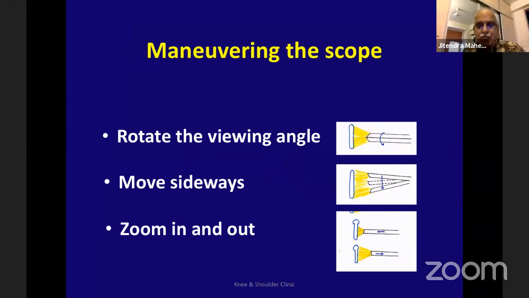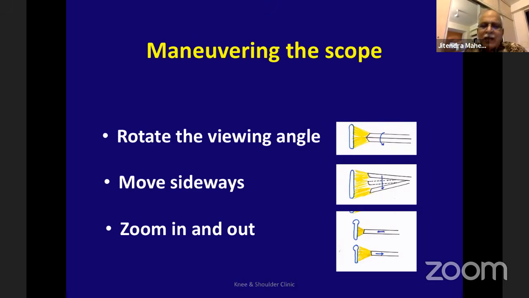Zoom in and zoom out. Sometimes you're too close to a lesion and you cannot make out what it is, particularly, for example, a loose body in the notch. You're too close and you don't know what this white thing is. As soon as you zoom out a little bit, you can say there's a loose body. Even if you're too close to a meniscus flap, it'll appear as something very big and white, and you don't know what it is. As soon as you withdraw, you find out, okay, it is a flap of the meniscus. So zooming out, zooming in, sideways moving and rotating the viewing angle are going to help you.